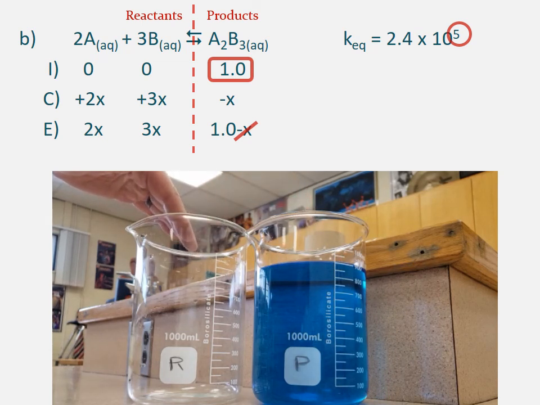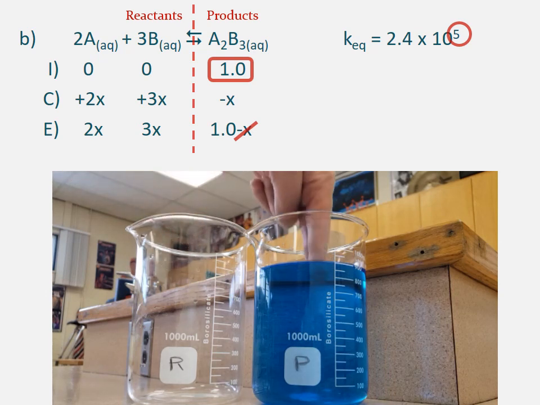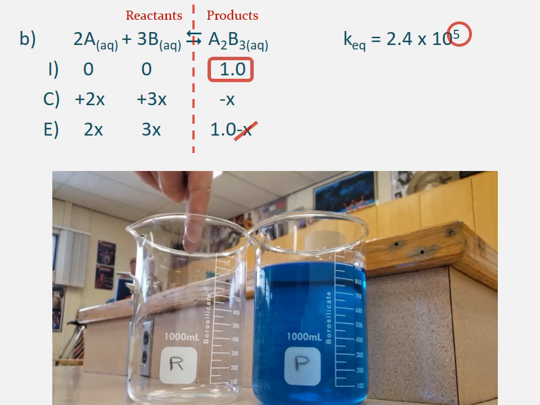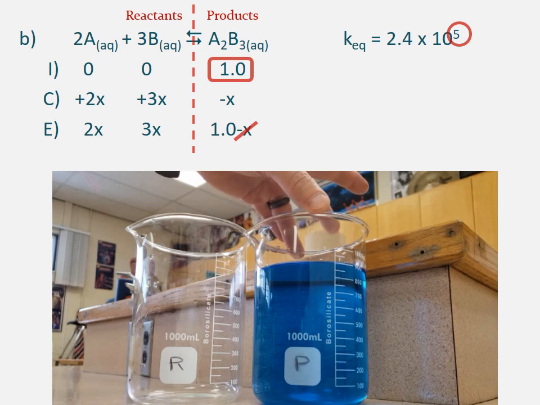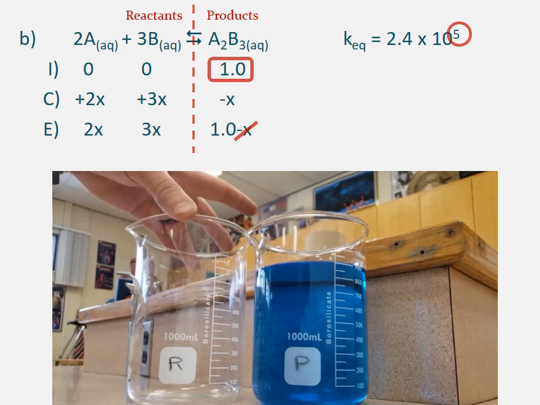If we look at the Keq, it strongly favors products. So that means when we are in equilibrium, it's going to look more like this. There's going to be some reactants in there. But since it strongly favors products, almost everything's going to be products. There are going to be very few reactants.